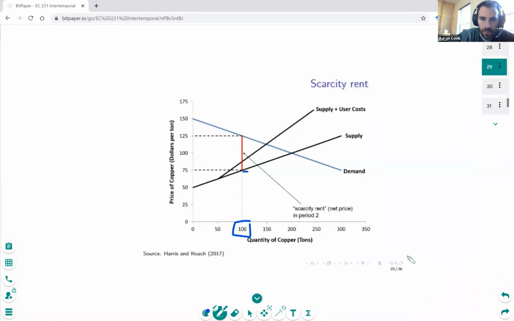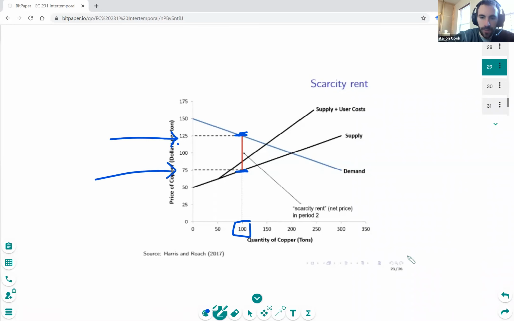You're able to charge 125 because the quantity of units is smaller, and the willingness to pay is therefore a little bit higher because those units are inherently scarcer and are going to be used towards inherently more valuable things because there's just less of it available. So the willingness to pay is all the way up here at 125 when we have 100 units. The marginal cost is down here at 75.